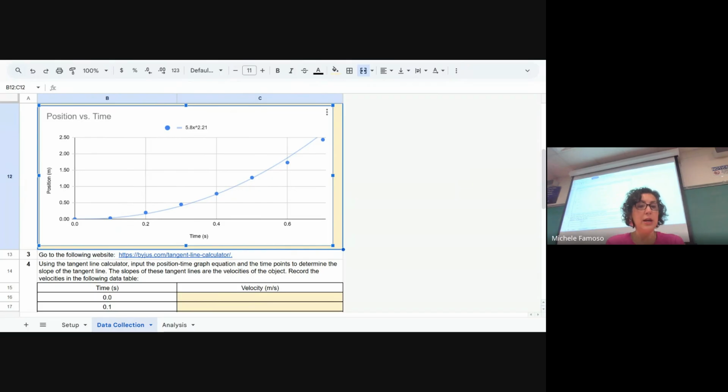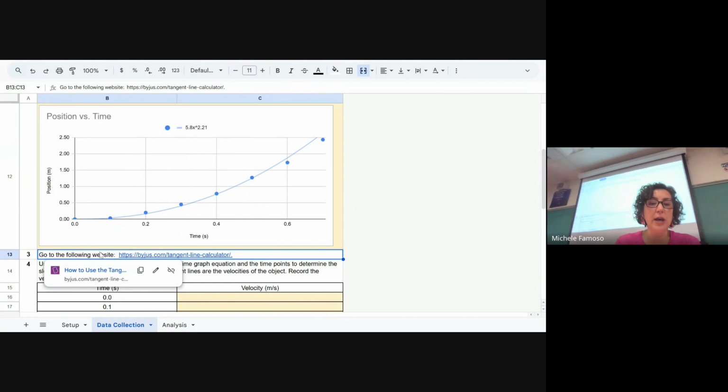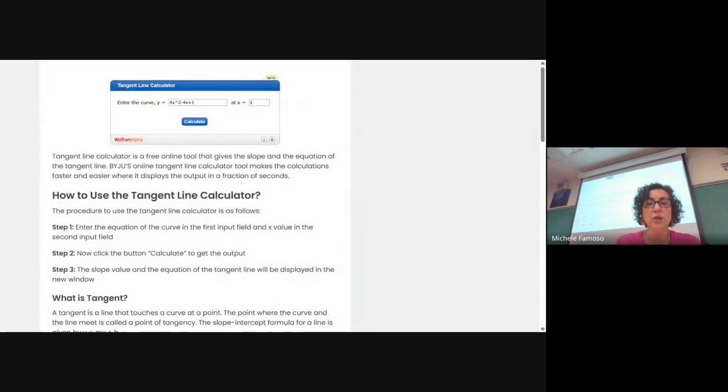Okay, now in step 3, you'll see that there is a link. I want you to go ahead and click on that link. Open that up, and you're going to see that you get this website, which has a tangent line calculator. Let me explain what this is. What we learned in Unit 3 is that we can find instantaneous velocities from a parabolic shaped graph by drawing tangent lines at time points and finding their slopes.